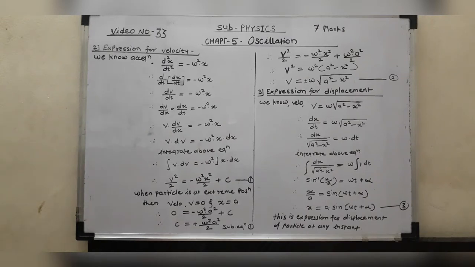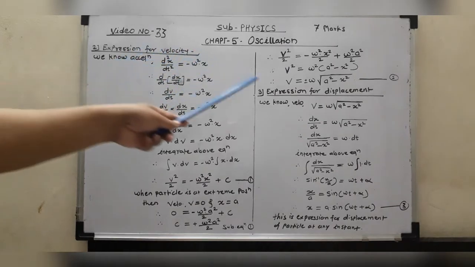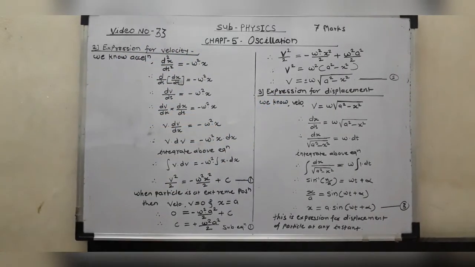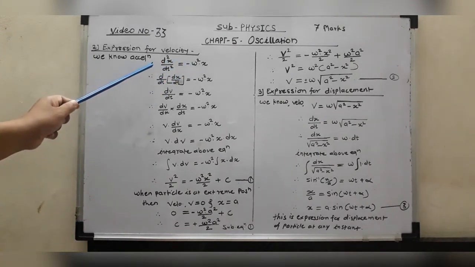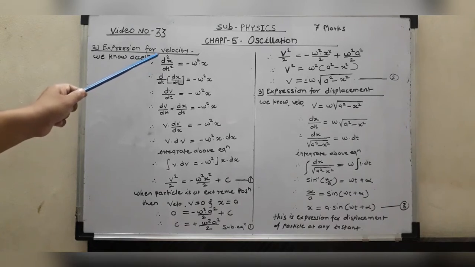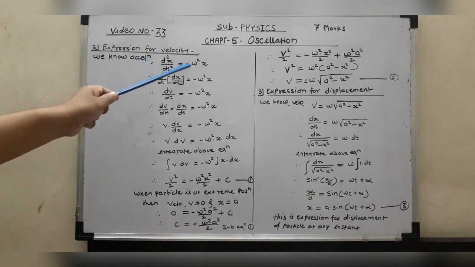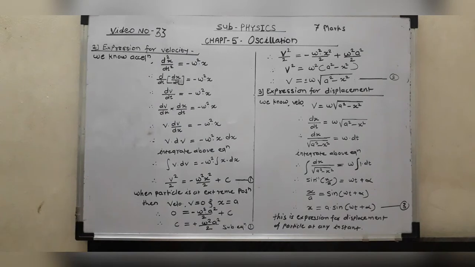Now we have to see two very important expressions: the expression for velocity and the expression for displacement. First we find the expression for velocity. We know the expression for acceleration is a equal to minus omega square x, and in differential form, d2x upon dt square is equal to minus omega square x.